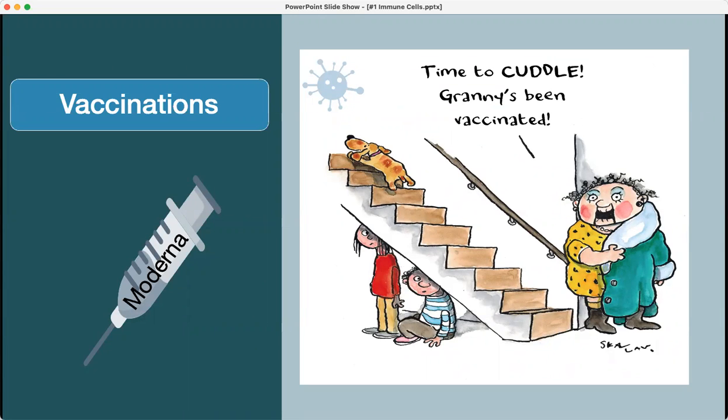So next topic, let's go on to vaccinations. This is the way I felt after I had my vaccine and I could finally go out and see my brand new granddaughter.